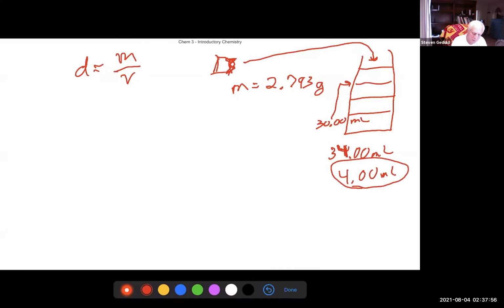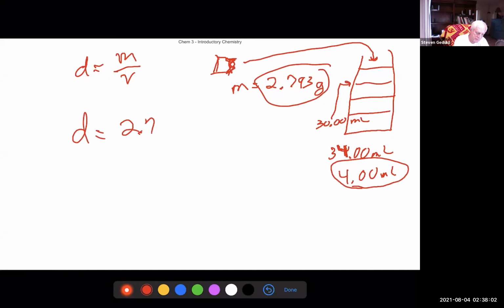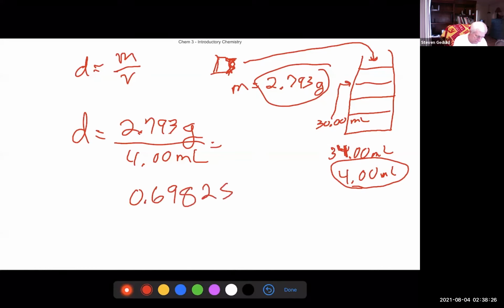So there's our volume, there's our mass. So the density of that bullet is going to equal 2.793 grams divided by 4.00 milliliters. Where density equals, and for the calculator, you hit 2.793 divided by 4.00, comes out to 0.69825 grams per milliliter. Okay. That's our density. Is that the right answer?